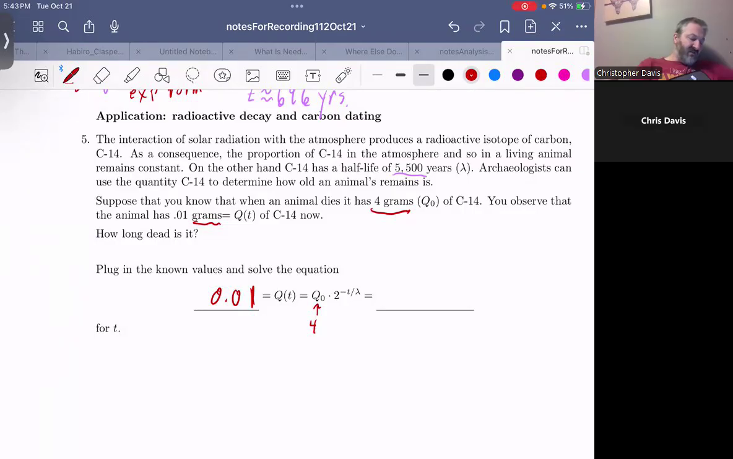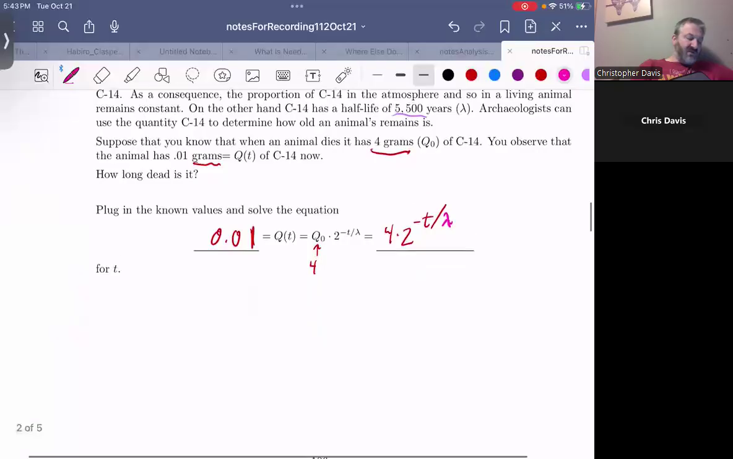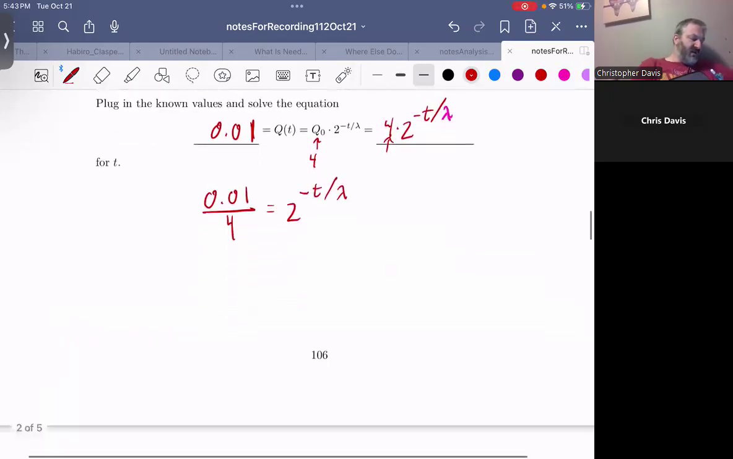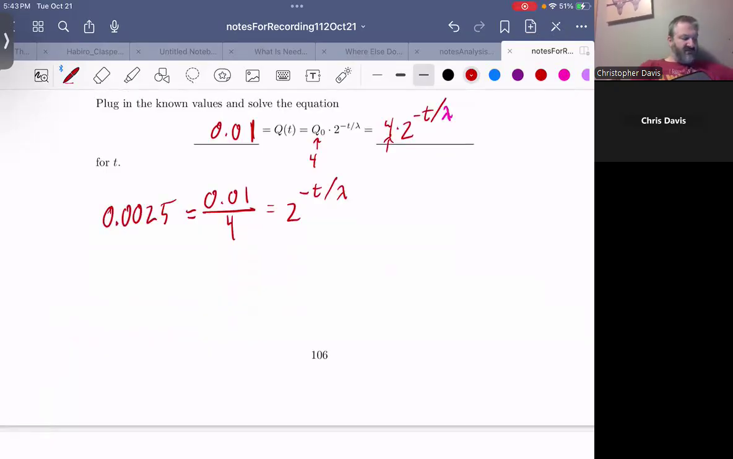So that means my equation to solve is 0.01 is equal to 4 times 2 to the negative t divided by, and I don't want to have to keep writing 5,500 years repeatedly, so I'll just put a lambda there and just remember that that's the half-life. So let's just take that, solve for t. And you know what I'm going to do? Let's divide by 4. That's the result of division by 4. Right? 100 divided by 4 is 25. So that's how you do that.